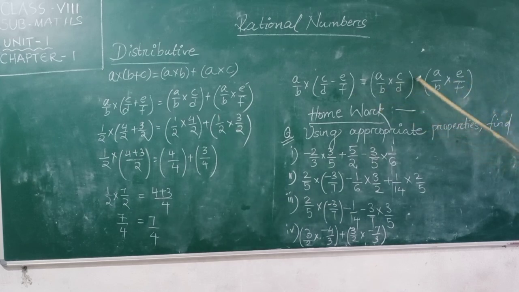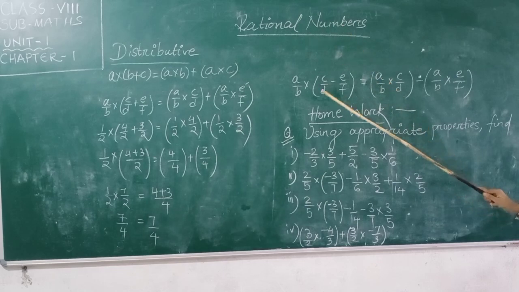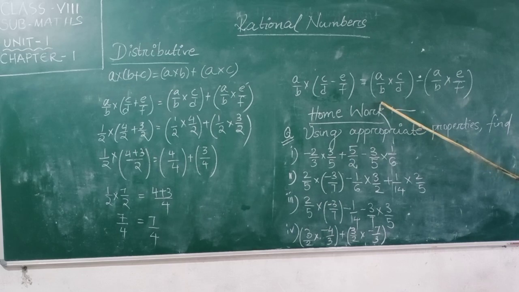So this law also you can solve using an example. You will get both the LHS and RHS equal. So the distributive property holds for multiplication over addition, and again for multiplication over subtraction also. So take this example on your own and solve this property.